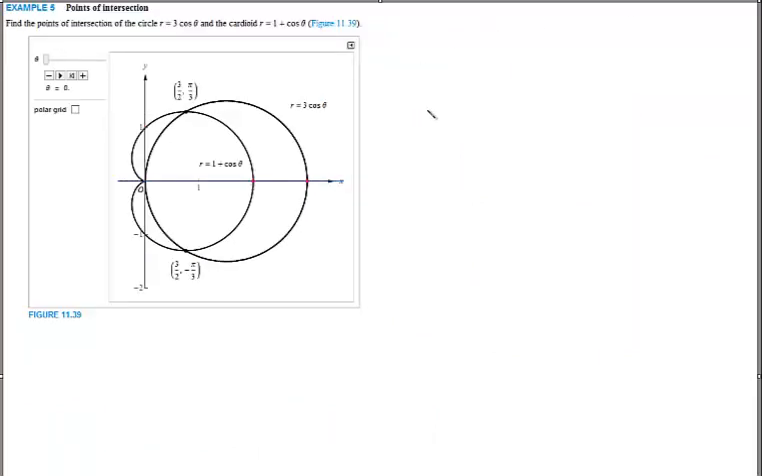Example 5 is just to illustrate that finding points of intersection can be a little dicey at times. Usually when we find our points of intersection, we would equate these two. We would say 3 cosine theta equals 1 plus cosine theta. Doing the algebra of this, I get that cosine theta is 1/2, and with this, that would mean that I have theta equal to positive or negative pi over 3 being possible points of intersection, and that's definitely true.